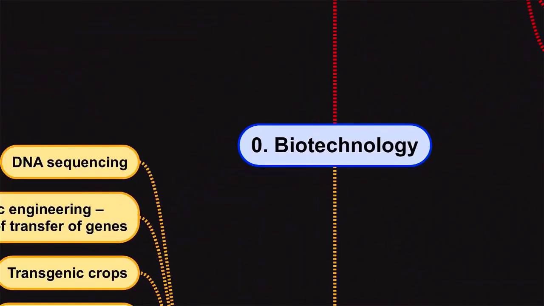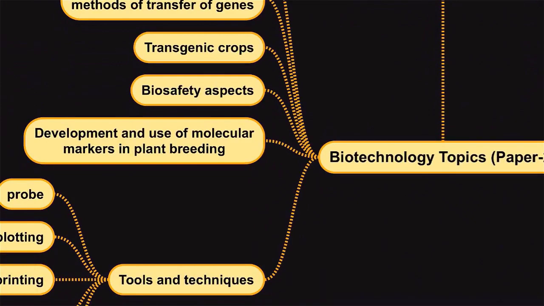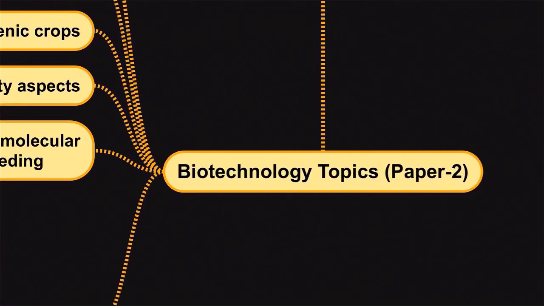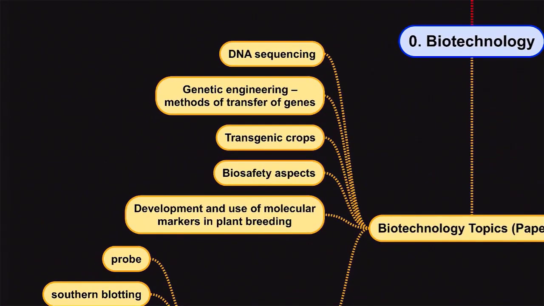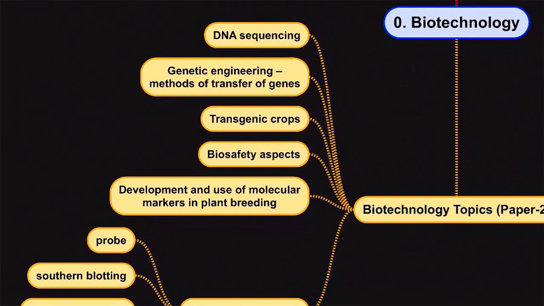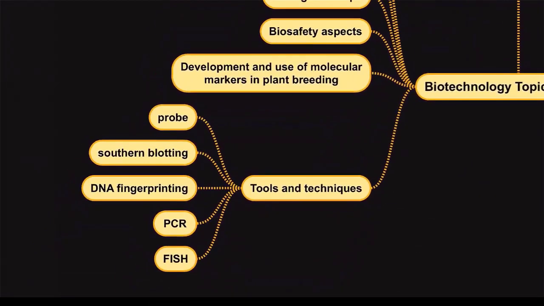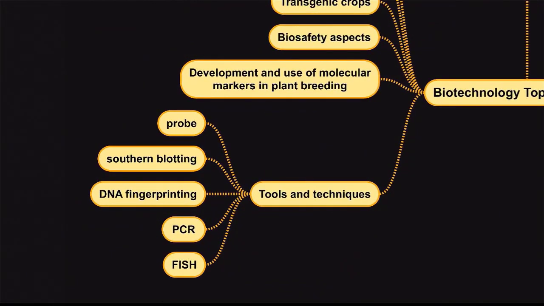After that, you will be coming to the core biotechnology topics which are mentioned in paper 2 syllabus. So biotechnology topics are divided into two parts. First and foremost, proper biotechnology, and then certain tools and techniques. My suggestion is that you should be doing tools and techniques first, and then you should be doing other topics of core biotechnology. Within tools and techniques, you have got probes.